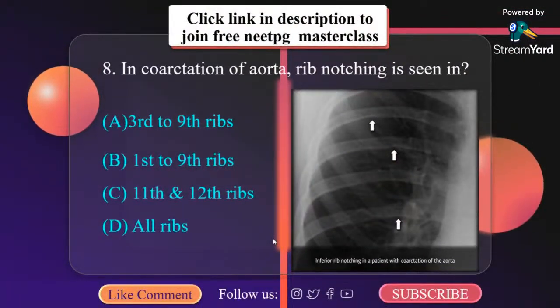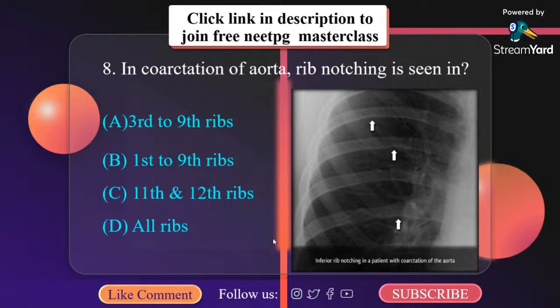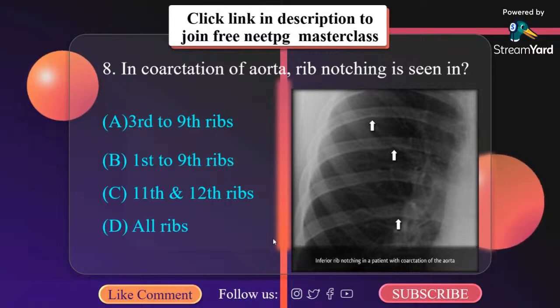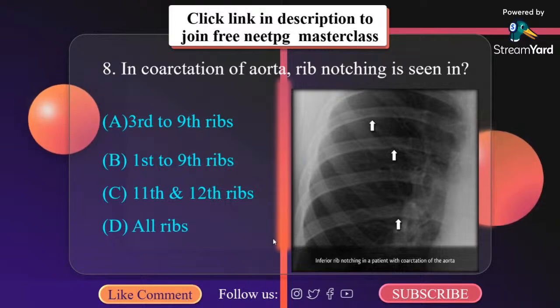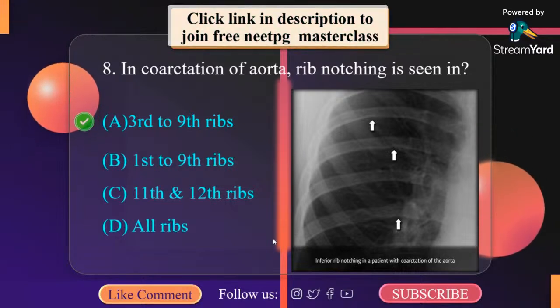In coarctation of aorta, rib notching is seen. Here you can see rib notching. Can you see? There is a rib notching. It is between the third to ninth rib. So the correct option here is third to ninth ribs.